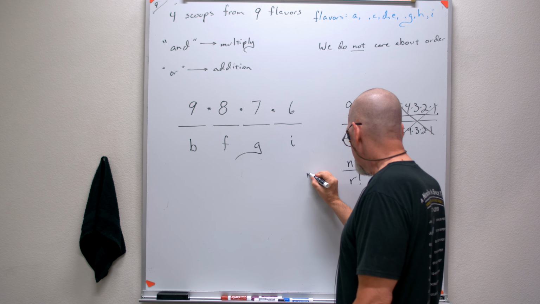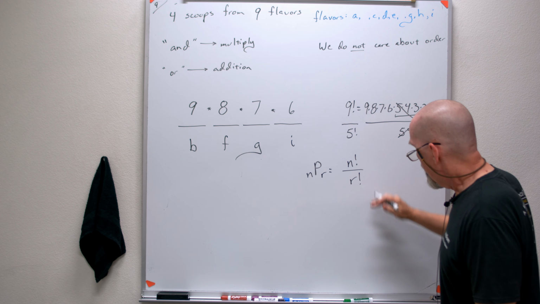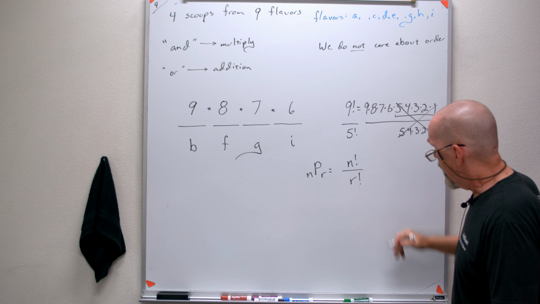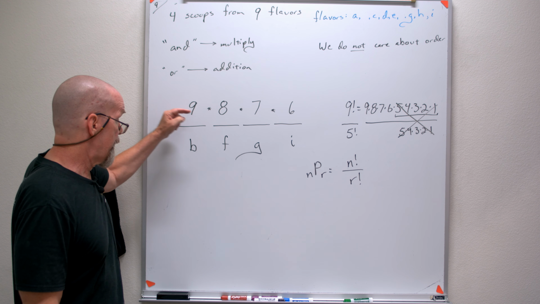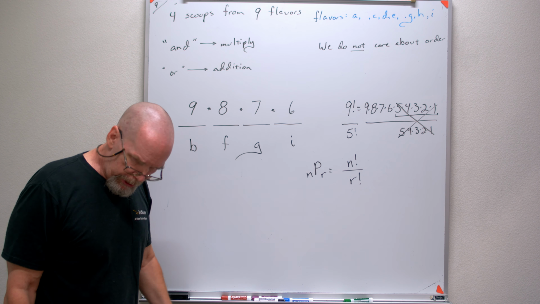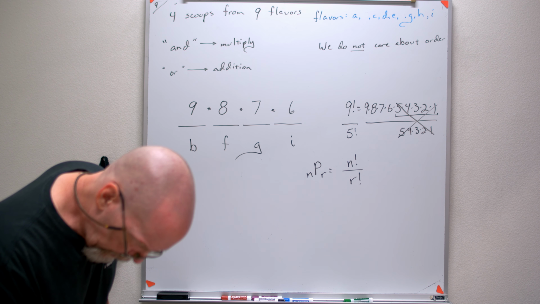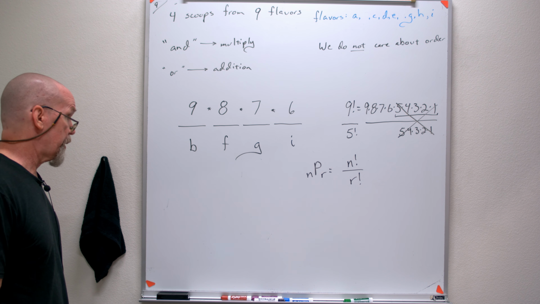This would be n things in a permutation, right? Written that way, we'd have 9 factorial divided by 5 factorial. The problem is, I said first scoop and second scoop and third scoop and fourth scoop. This question doesn't mention whether the person cares about the order or not.